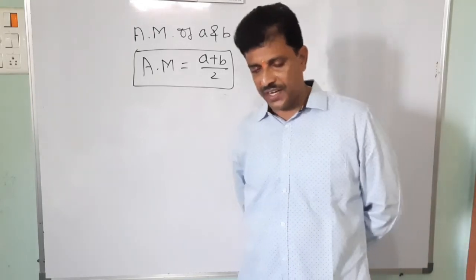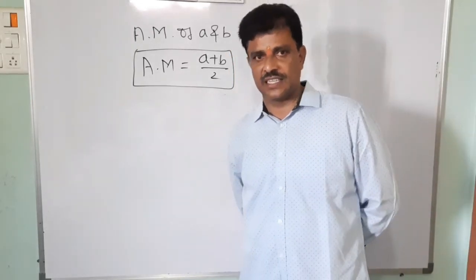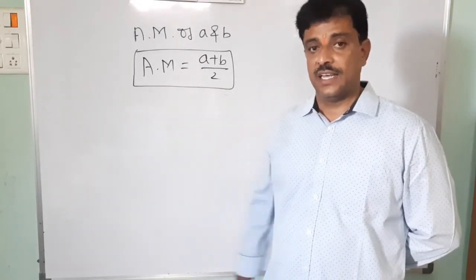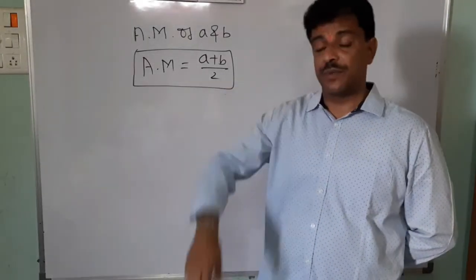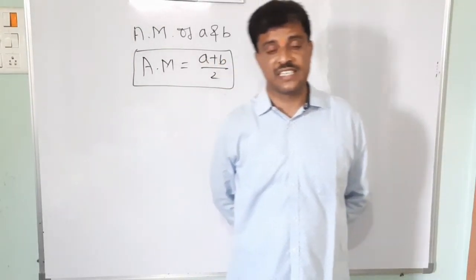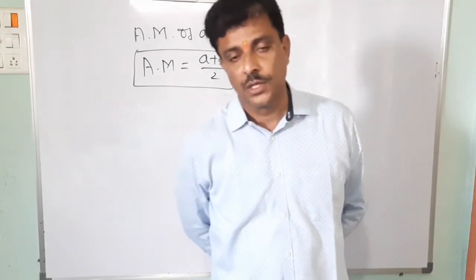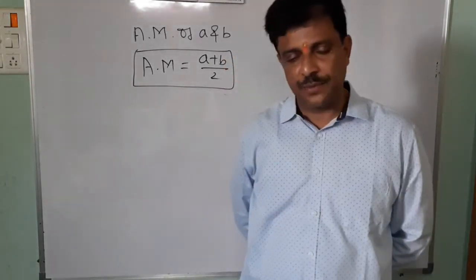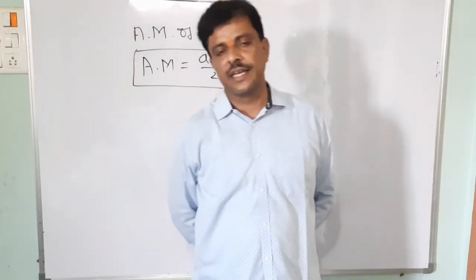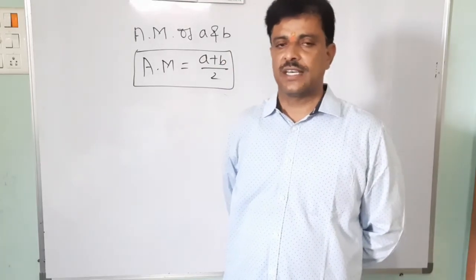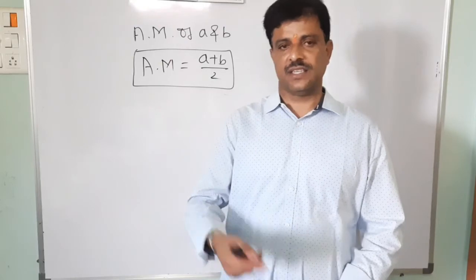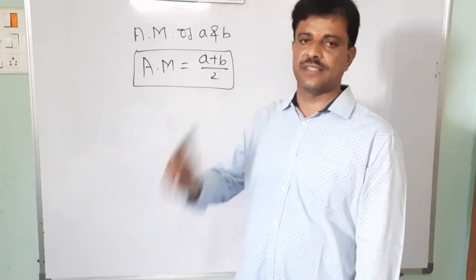So a1, a2, a3, a4 and so on are the sequence terms. The nth term is an is equal to a plus (n minus 1) into d. For the sum of n terms there are two formulas: Sn is equal to n by 2 into (2a plus (n minus 1) into d), and another, Sn is equal to n by 2 into (a plus l). These are very important formulas. Practice well. In the next class I will give exercise problems on these.